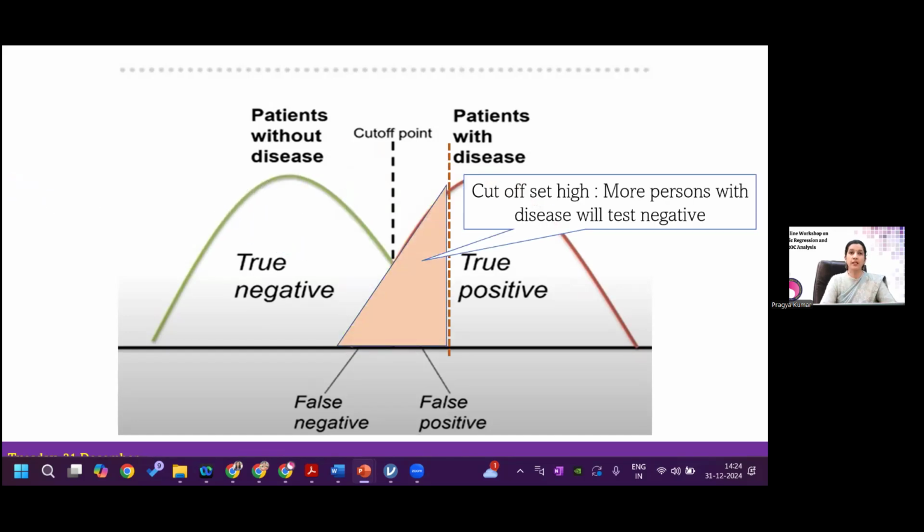Again, if you set the cutoff high, initially I was decreasing the cutoff. If you increase the cutoff, what will happen? There will be more people who are diseased who will be testing negative. Actually they are diseased, but since I have increased the cutoff, I will be classifying them as test negative. So they will be false negative.